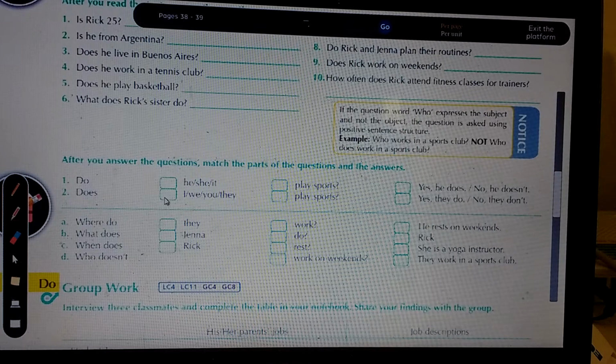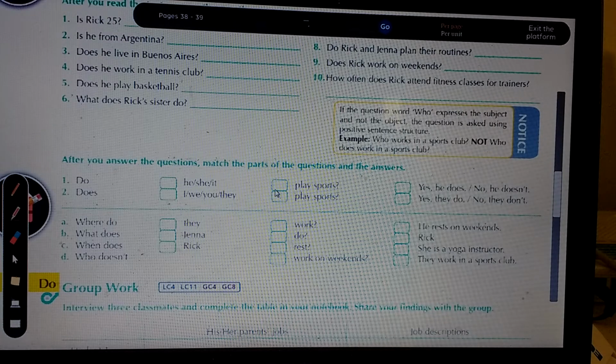So do, I, we, you, they, and then play sports. These are the same. So I can choose number 1 here or number 1 here. No problem. And finally, we have yes, he does, or no, he doesn't. I don't think so. This is third person singular. We're using do, so we use I, you, we, and they. So this one can be number 1, 2. And you have to do the same with this one. You have to match the letters with the correct word using the letter in the box.